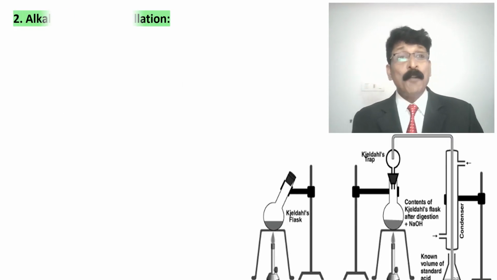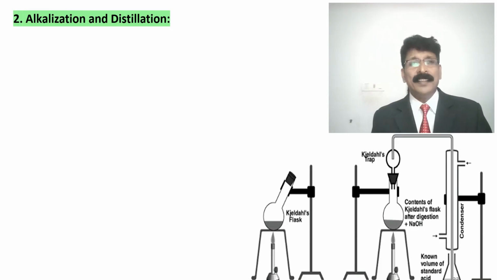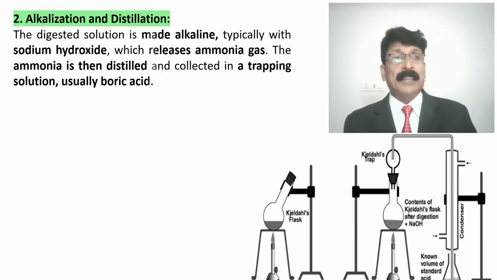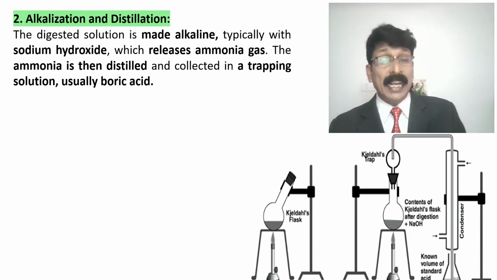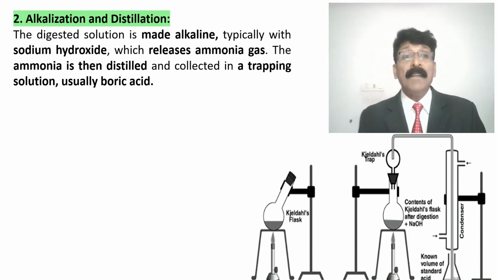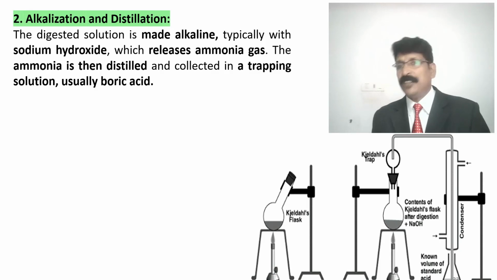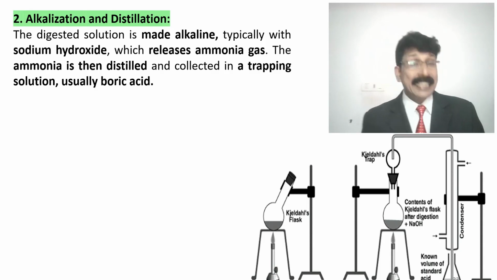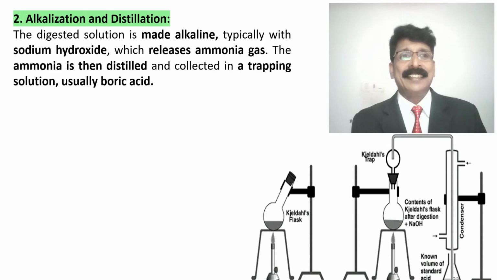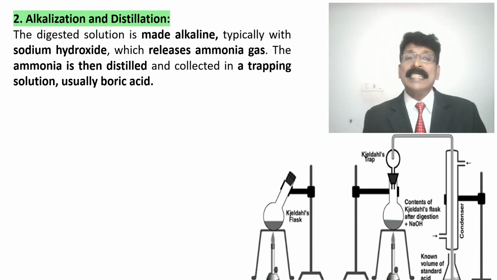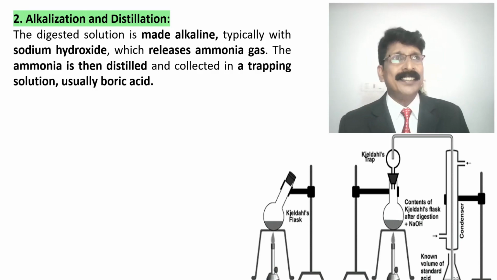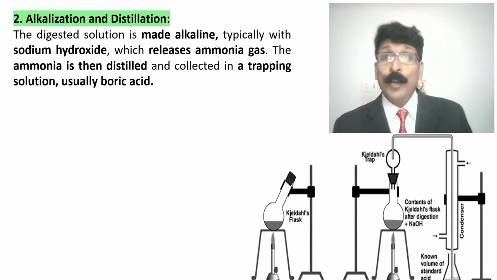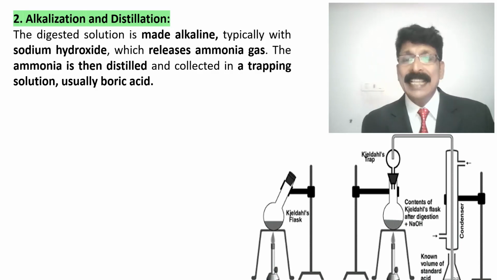This ammonium sulfate, in the second step, alkalization and distillation can be done. The digested solution is now made alkaline, typically with sodium hydroxide as shown in the picture, and releases ammonia gas. The ammonia is then distilled and collected in a trap solution using boric acid. This ammonia gas is trapped by boric acid.